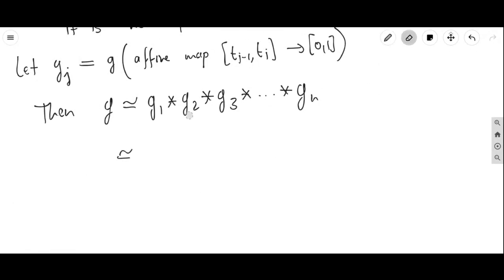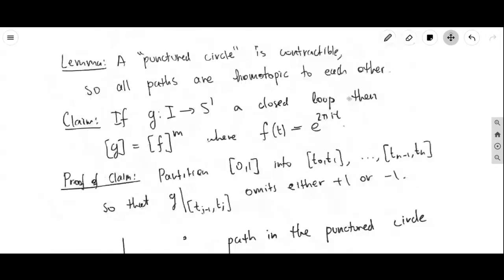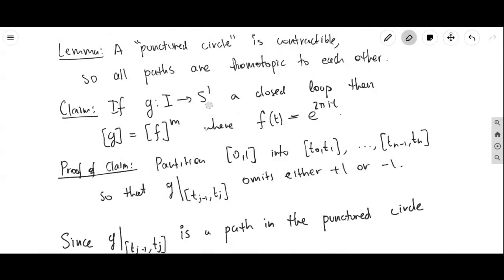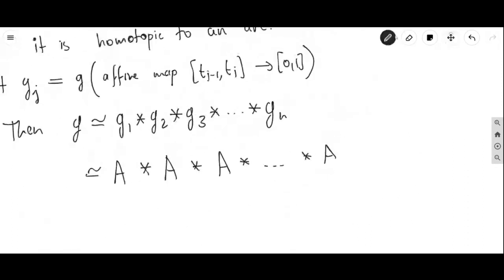The first one is going to be homotopic to some arc, and that's going to be homotopic to some arc, and so on. All of these are homotopic to arcs, right? Because the punctured circle is contractible, and so all paths are homotopic. So you can make it be homotopic. G0 begins at 1, and it ends at 1. It's a closed path. These are not closed paths, but they're homotopic to arcs.